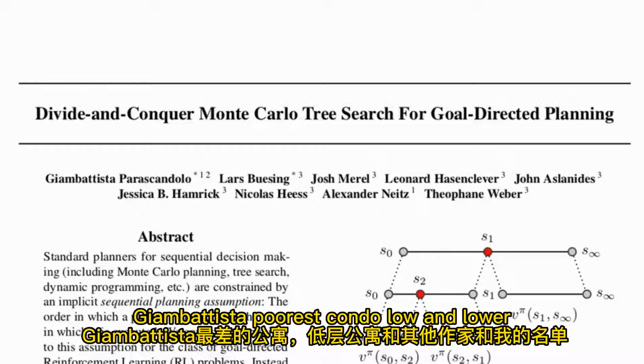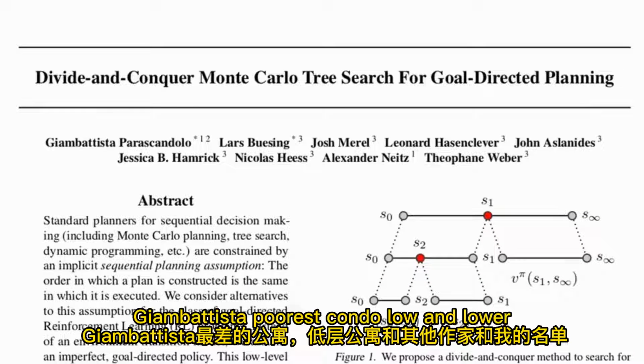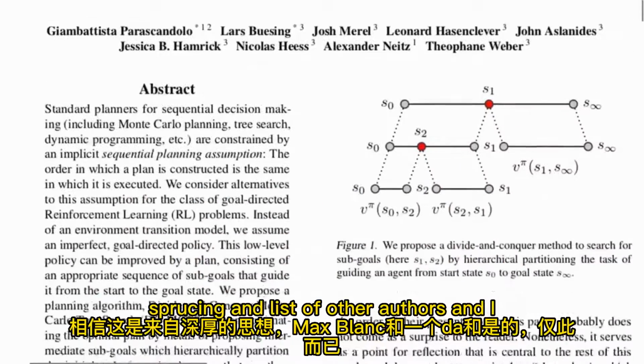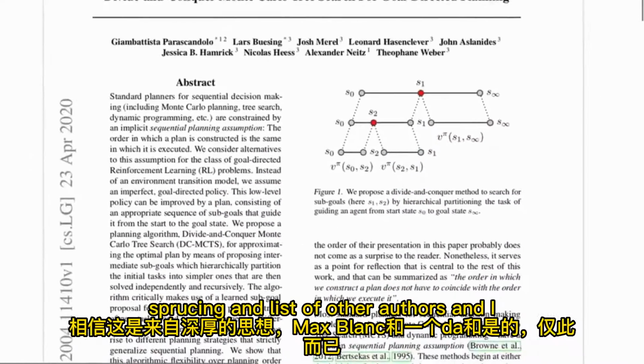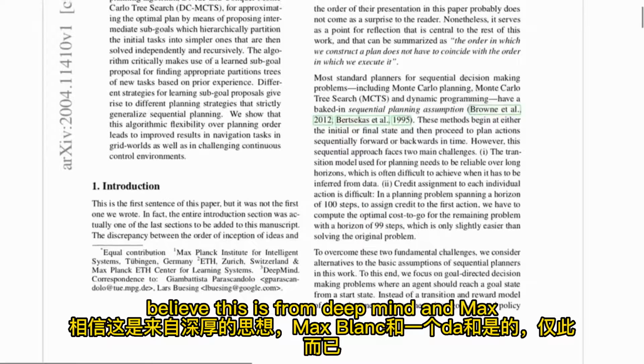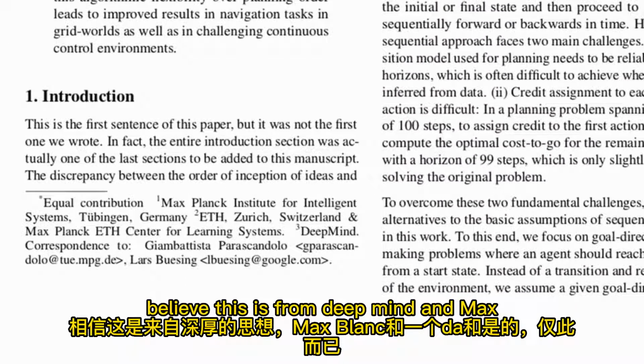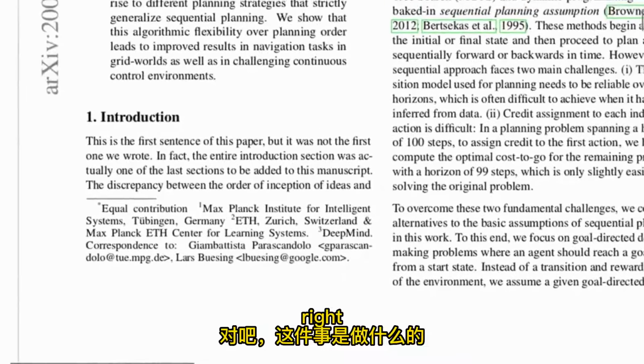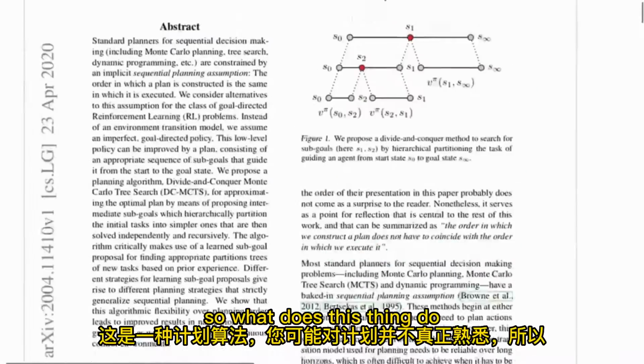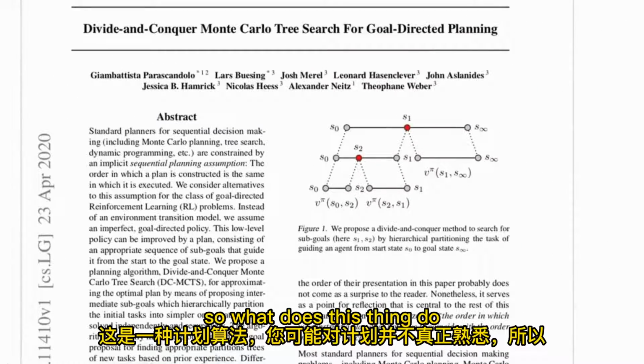So we're going to explore this today in this paper, Divide and Conquer Monte Carlo Tree Search for Goal-Directed Planning by Giambattista Parascondolo and Lars Büsing and a list of other authors. And I believe this is from DeepMind and Max Planck and ETH, and yeah, that's it. All right, so what does this thing do?